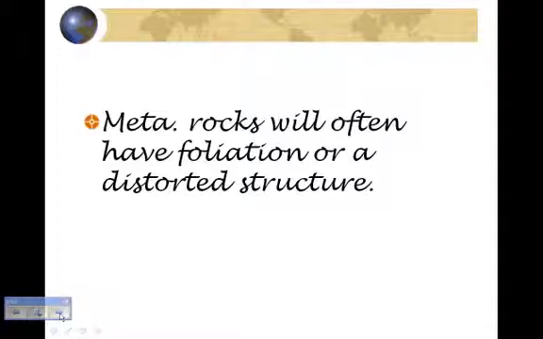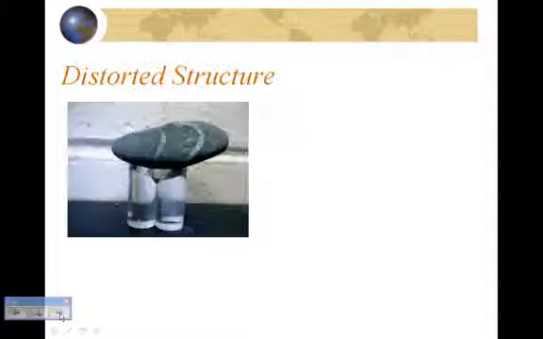Metamorphic rocks will often have foliation or a distorted structure. These will be the physical characteristics that will enable us to spot a metamorphic rock. Let's talk about distorted structure first. In this example, you see a piece of banded gneiss. You can see that the band of quartz has been bent and twisted. This is a prime example of a distorted crystal structure. And when you see this, you know you're looking at a metamorphic rock.